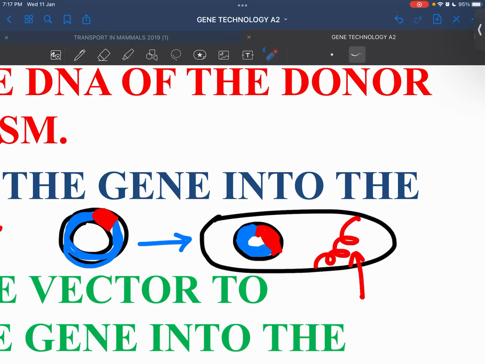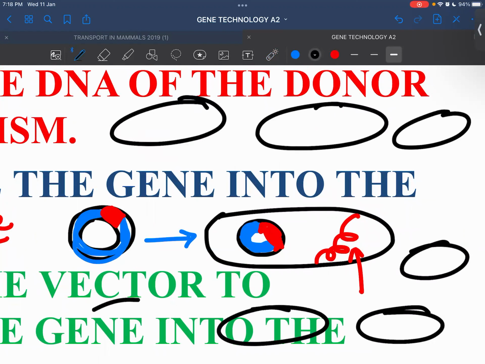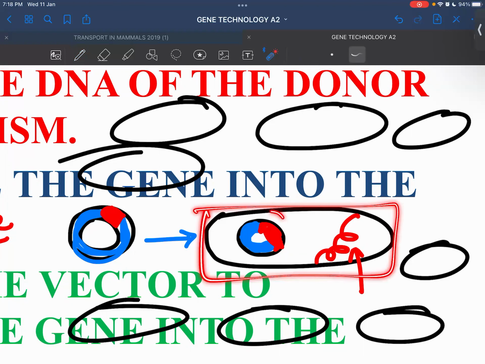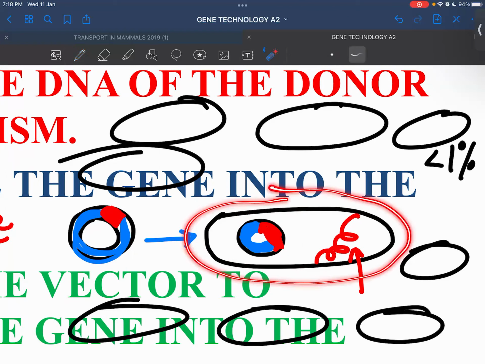Long before we put this bacterium into the fermenter, we have to make sure of something. Imagine you have thousands or millions of bacteria, and we have to make sure which have successfully taken up the plasmid. Because the success rate, as I told you last time, is less than 1%. If there are 100 bacteria, only one will take up the plasmid.